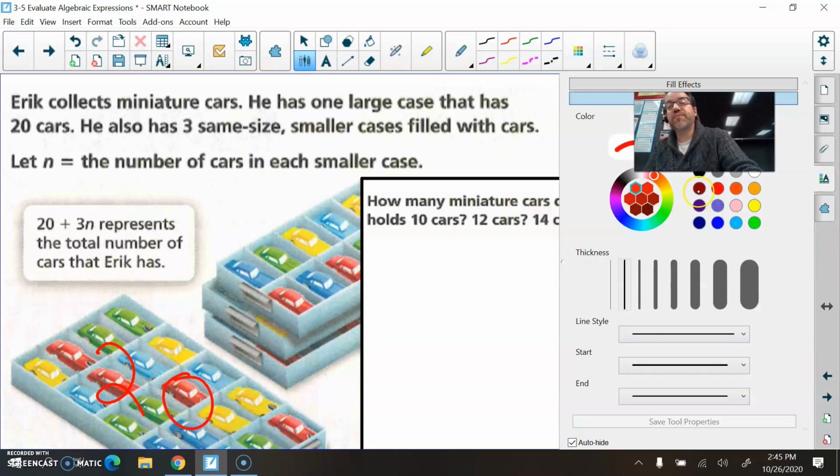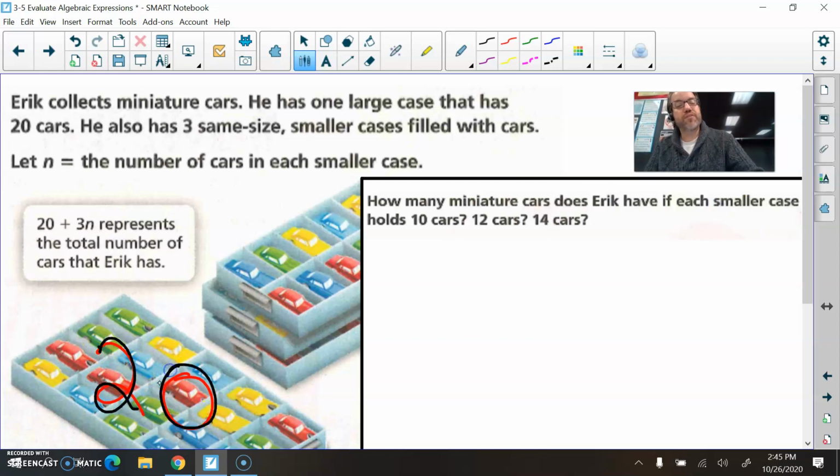That's kind of hard to see. Maybe I'll go with black so it's a little bit darker on there. There's 20 cars. He has one large case that has 20 cars. He also has 3 same size smaller cases that are filled with cars. Here are those 3 smaller cases that are filled with cars. The problem is we do not know how many cars there are in each of these cases. We know it's 2 by something, but then it kind of gets blocked here behind this box. So he has 3 same size smaller cases filled with cars.